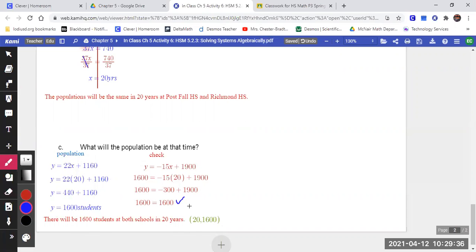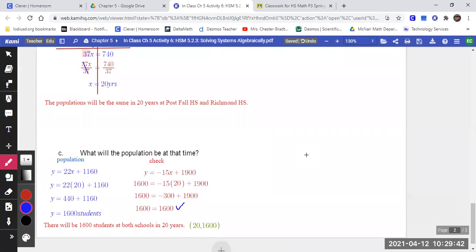Questions? Because we still have this one over here. So we set them equal to solve for the x, okay? Once we get the x, we use that x in one of them to get the y, and then we checked the x-y pair in the other one.